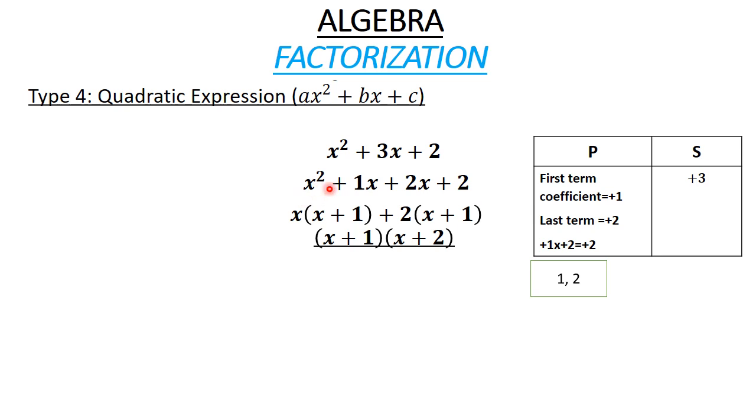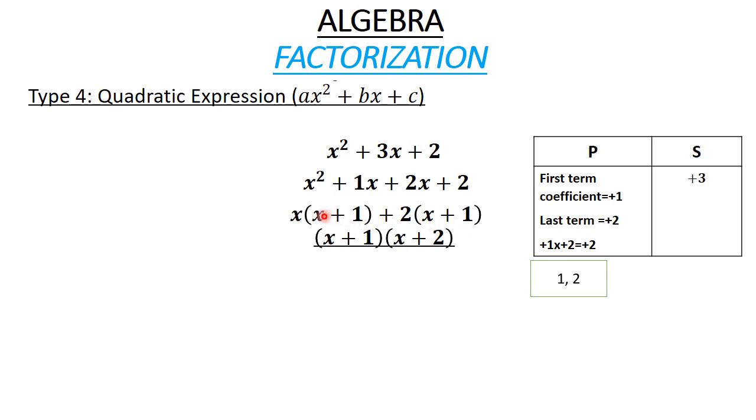So common factor between these two, it's x. X squared divided by x is x. 1x divided by x is positive 1. This time, it's okay. We can try positive 2. Positive 2x divided by positive 2, it's x. Positive 2 divided by positive 2, it's positive 1.